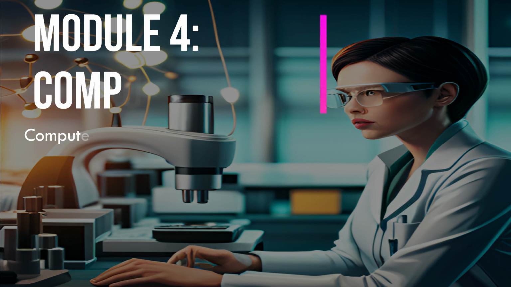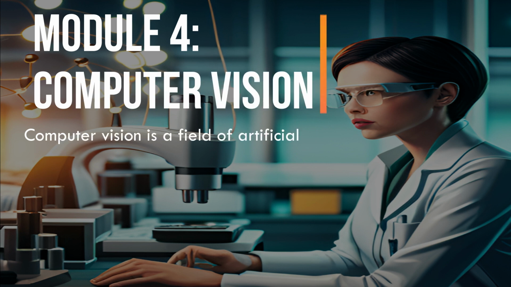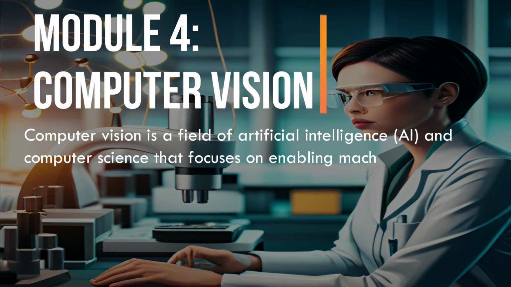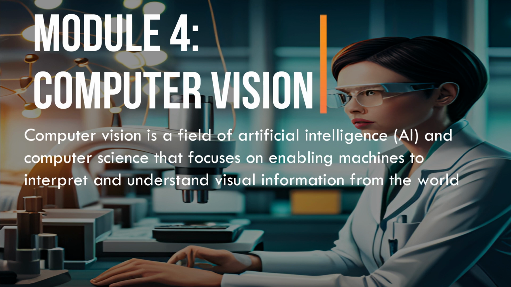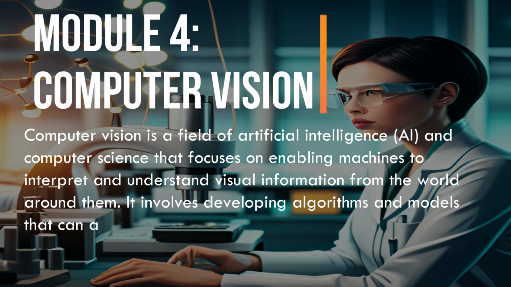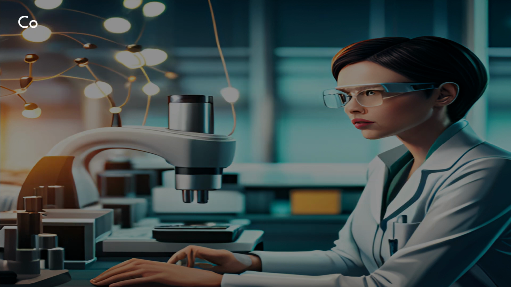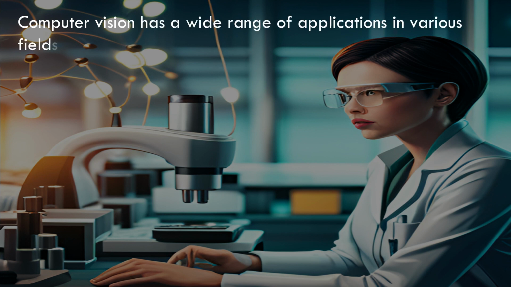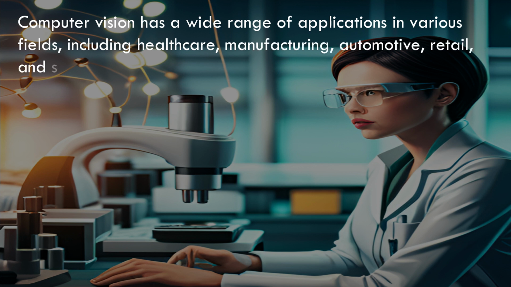Module 4, Computer Vision. Computer vision is a field of artificial intelligence (AI) and computer science that focuses on enabling machines to interpret and understand visual information from the world around them. It involves developing algorithms and models that can automatically analyze, process, and recognize images and videos. Computer vision has a wide range of applications in various fields, including healthcare, manufacturing, automotive, retail, and security.